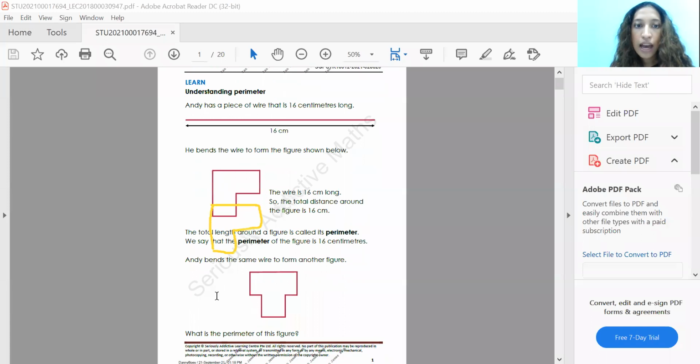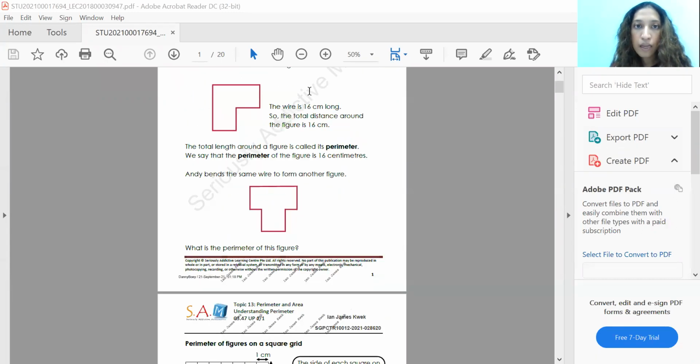Then Andy bends the same wire to form another figure. What is the perimeter of this figure? It is still 16 centimeters, because that's the length of the wire in the first place. He just bends it into different shapes. So that is the perimeter.